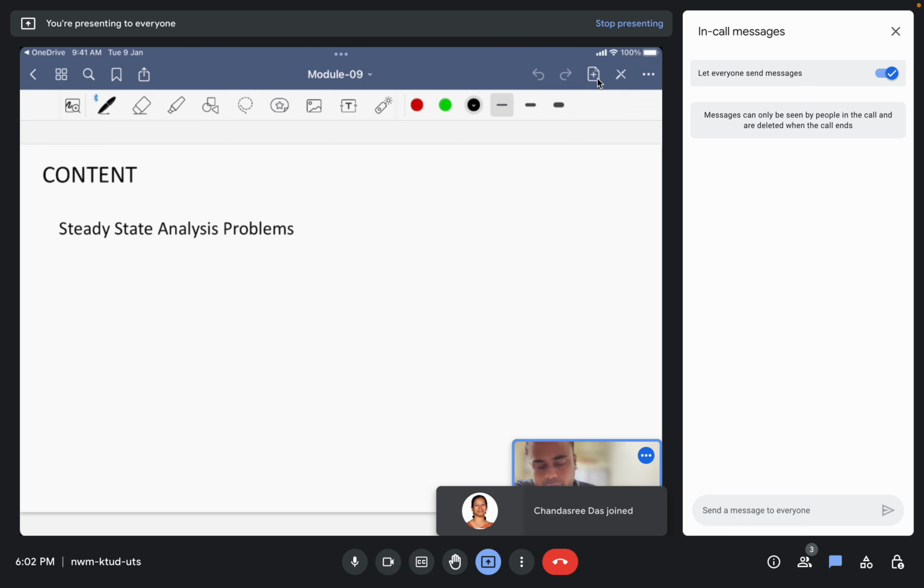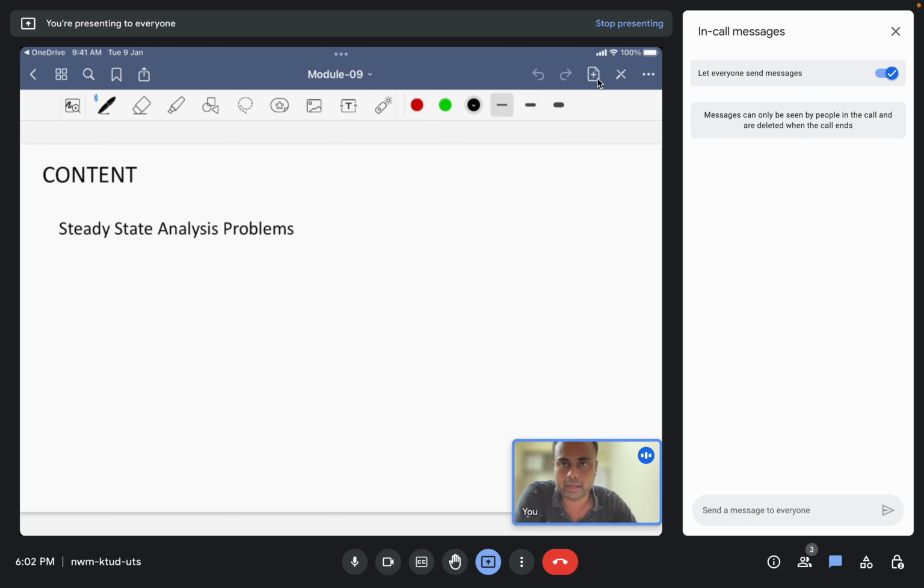Okay, so in today's class we'll be looking at steady state analysis problems. By steady state analysis we mean that we'll solve the problems after a long time, when the system has already crossed the transient period and is in a steady state. So these problems will be associated with an AC source.